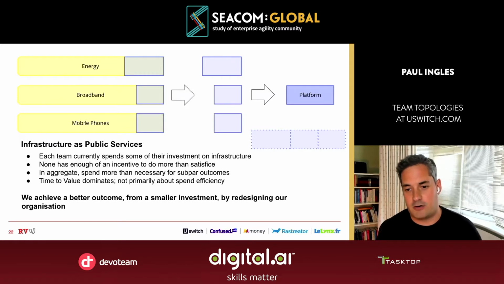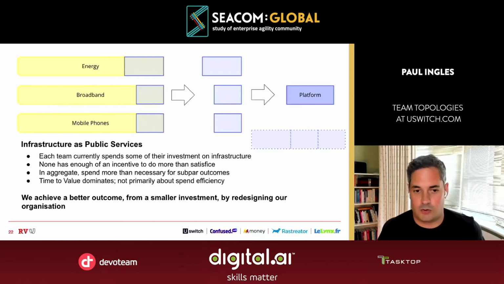But as an organization in aggregate, we're actually spending more on infrastructure than we need to for subpar outcomes in each of those teams. And by that, I mean each team is spending time doing stuff more slowly because there isn't a team that can focus on it and make it work effectively. So one of the reasons for extracting stuff out is it's not about trying to get spend efficiency. We're trying to drive time to value. And I think the really wild thing about this is, as an organization, we can actually achieve a better outcome from a smaller investment by redesigning our organization.